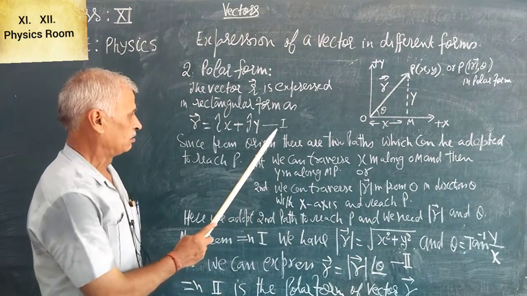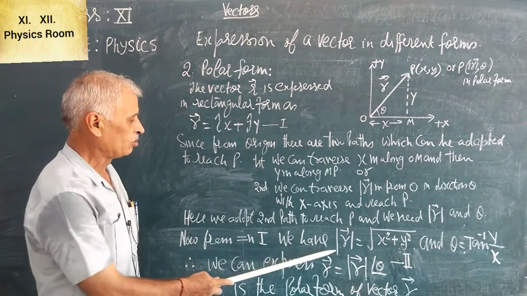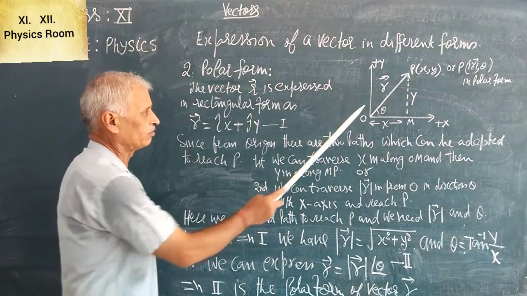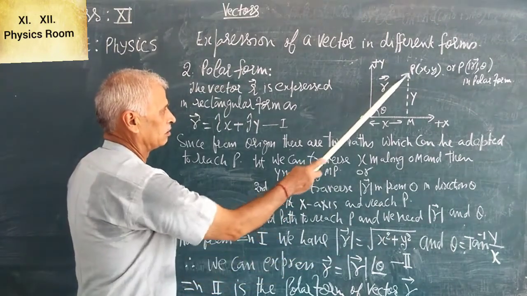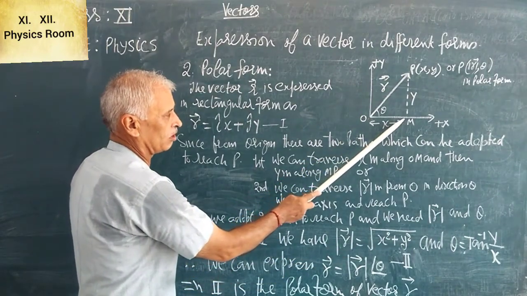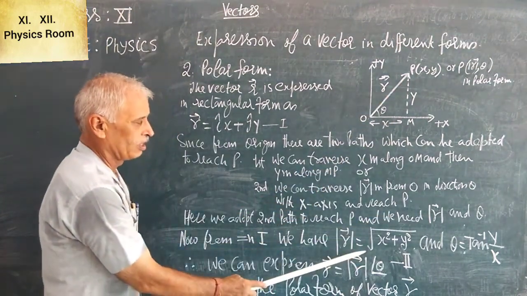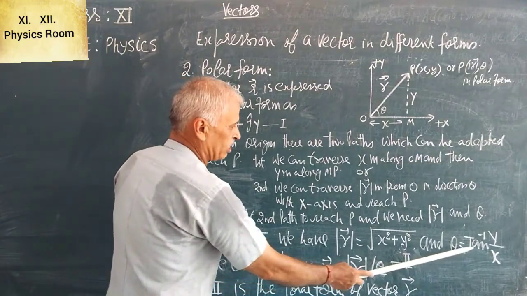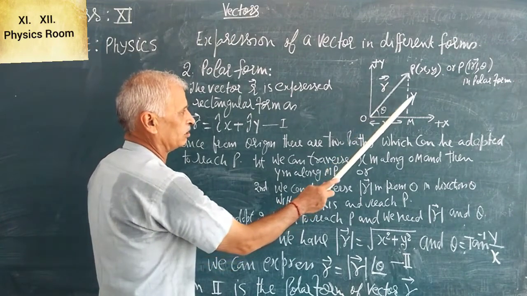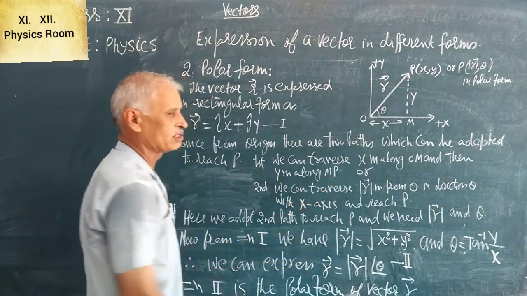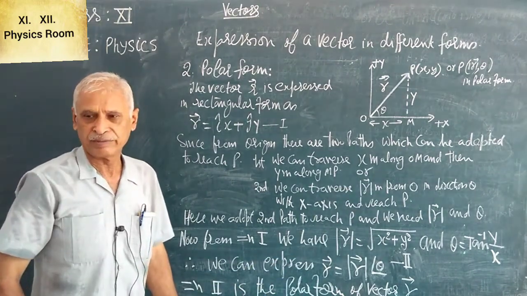Now from equation 1, we have magnitude r. The magnitude of the vector r is equal to the root of x square plus y square, as we know from Pythagoras theorem. And theta is equal to tangent inverse y by x, because perpendicular over base is tangent theta.